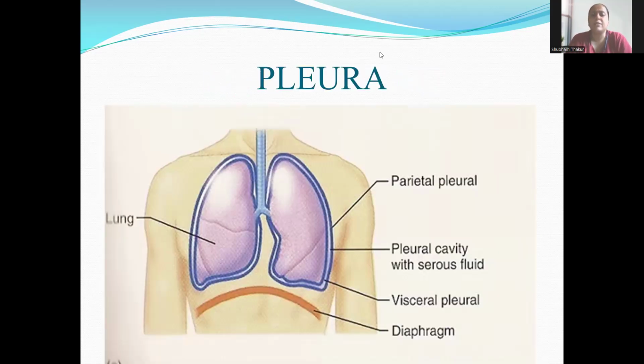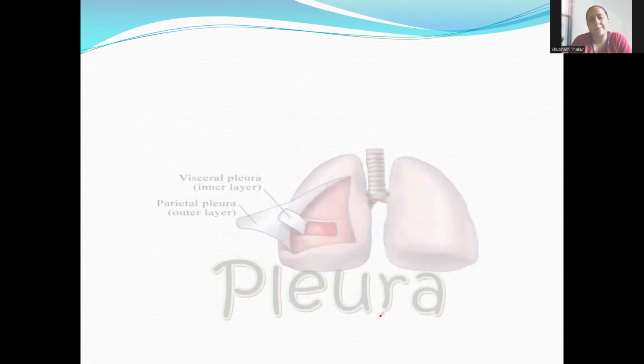With the help of this structure, we can see here this is your lungs, right lung and left lung. Here, one line is the parietal pleura. With this, there is one space, isn't it? That is the pleural space. Here is the pleural cavity with the serous fluid. In this space, serous fluid is present. And here the visceral pleura is there, and that structure is the diaphragm.